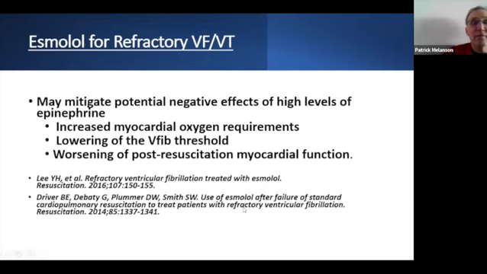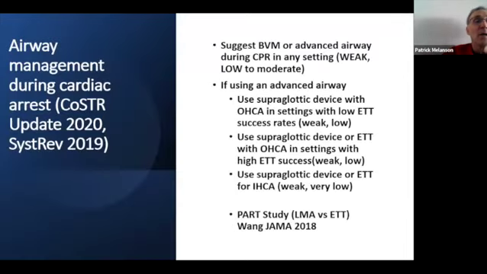So based on that, there are these 2 studies that used esmolol for refractory ventricular fibrillation. And again, case control, retrospective, but at least finding a signal for potential benefit. So if you were so inclined, the dose would be 500 micrograms per kilogram of esmolol as a bolus. So we'll leave the antidysrhythmics now.